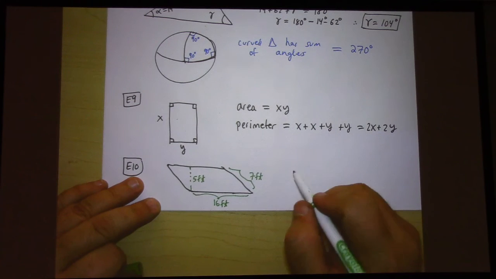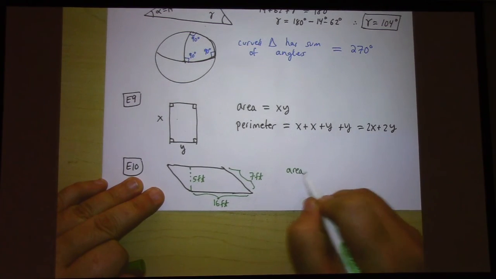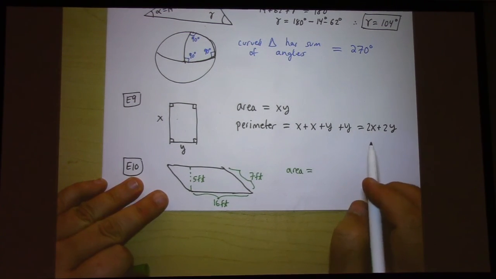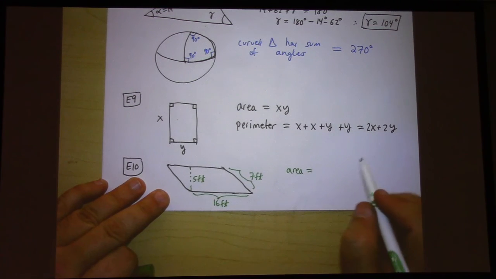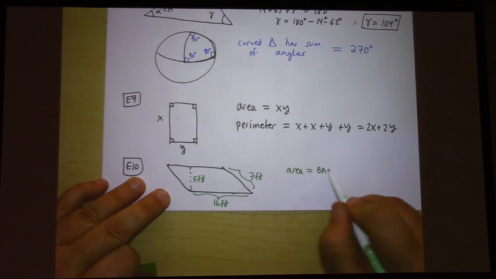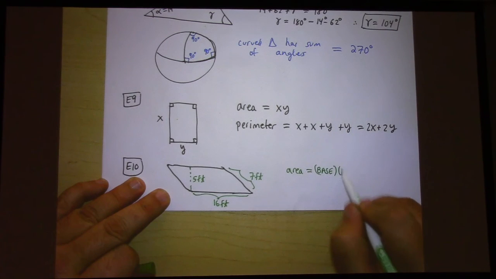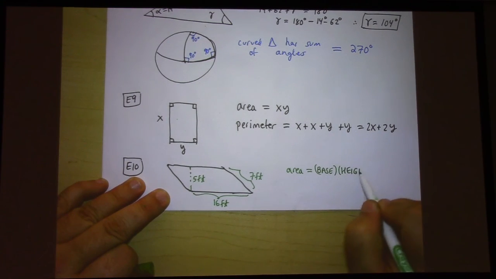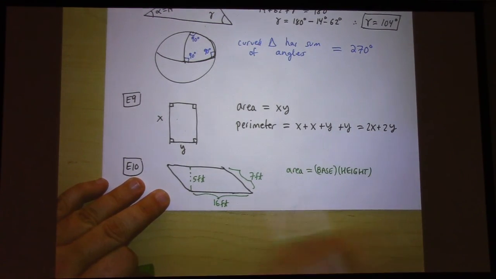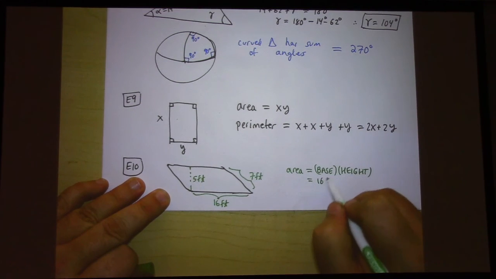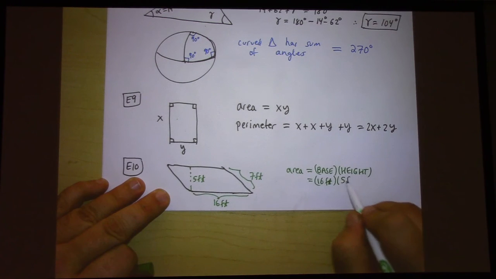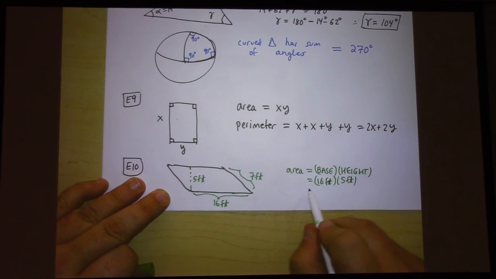So can you guys tell me for this one? What's the area? What's the formula you use? It's called base times height, right? What's the base? What's the height? So here the base would be 16, and the height would be 5. So that would give us 80 square feet. That's the area. What's the perimeter for this one?